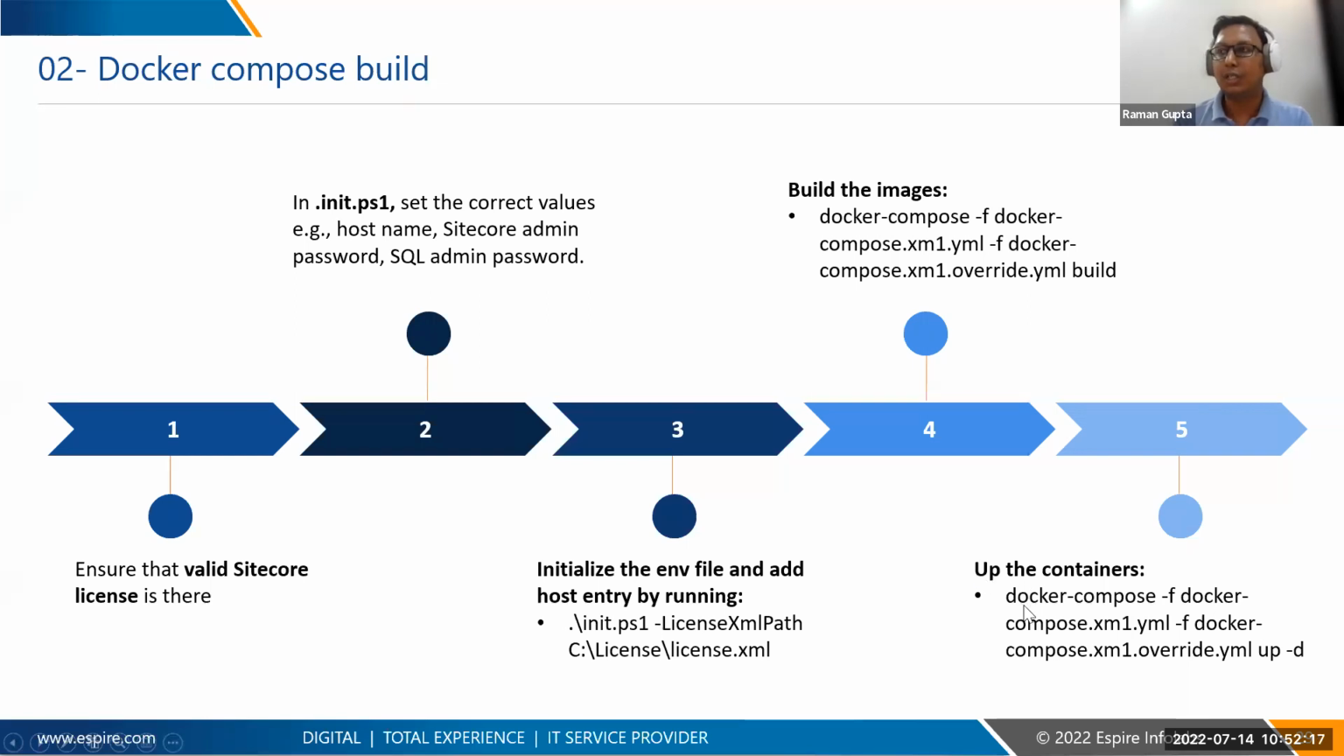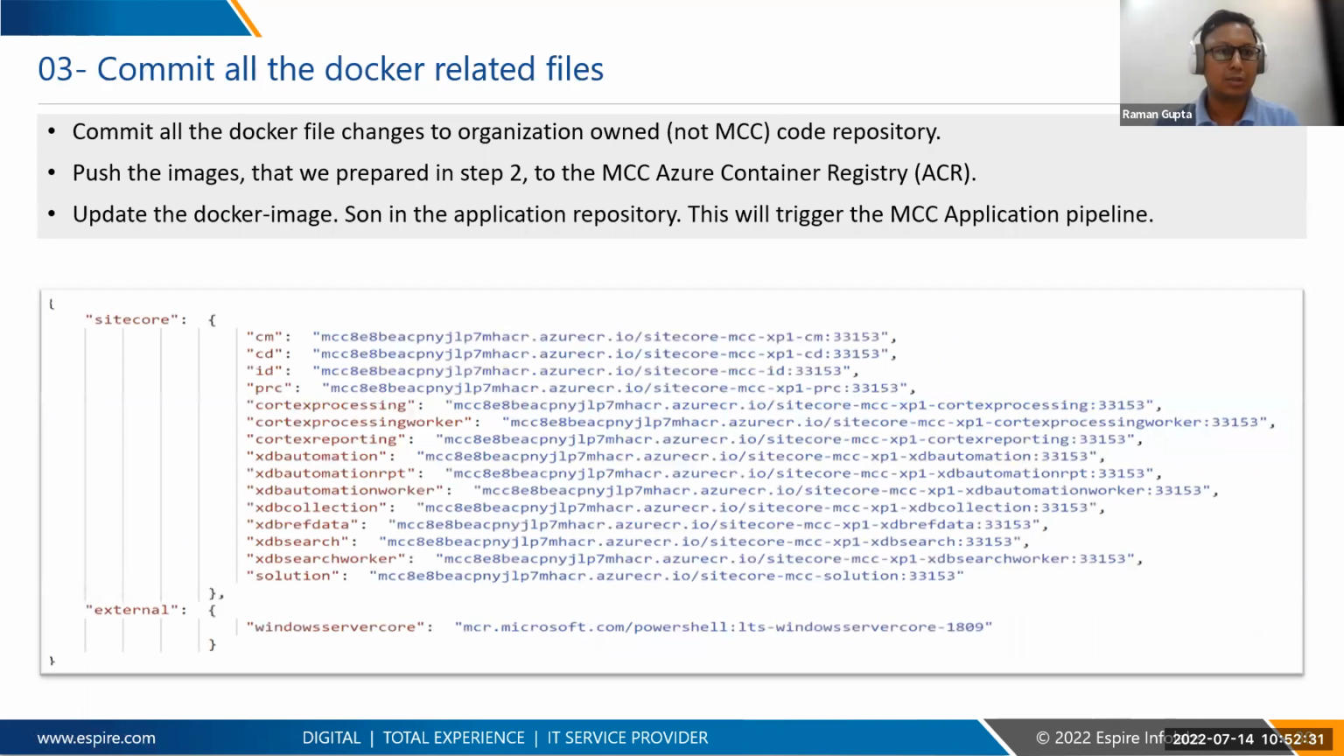So once your containers are up, local development is completed, and you can see your custom solution, and you can see your Sitecore CM and CD websites up and running. Okay, so once all these images and containers are up and running, I can commit all my code related files to my code repository. As I mentioned, this will be our organization owned repository, not the MCC one.